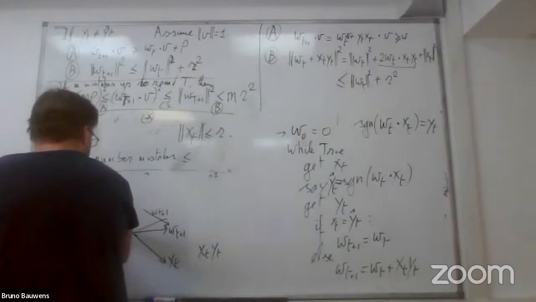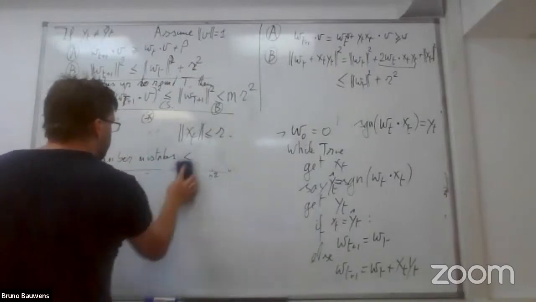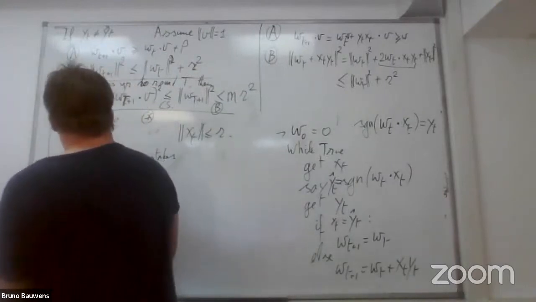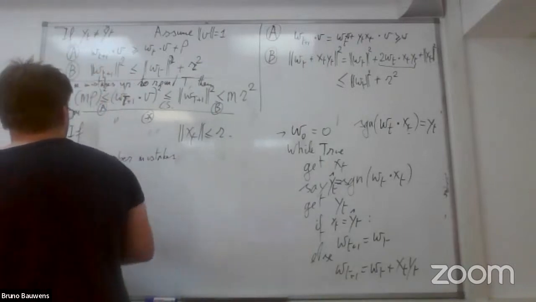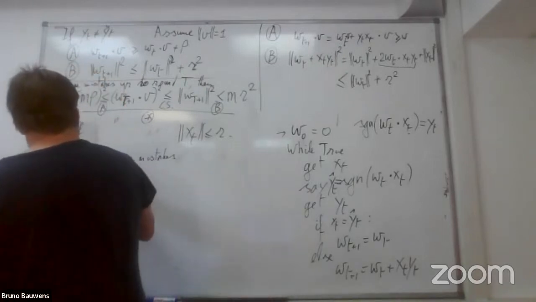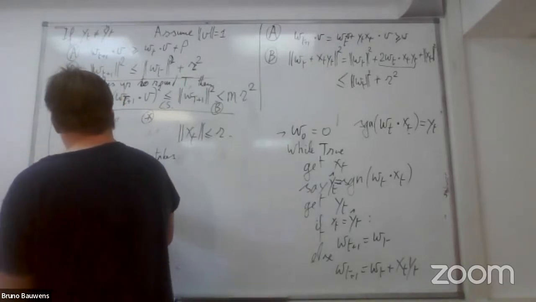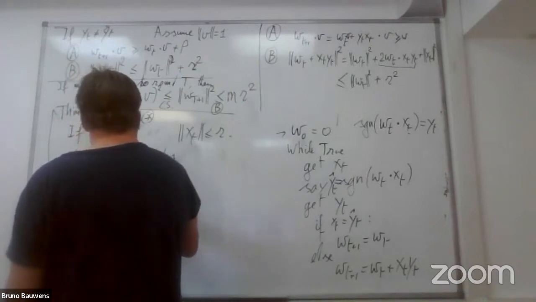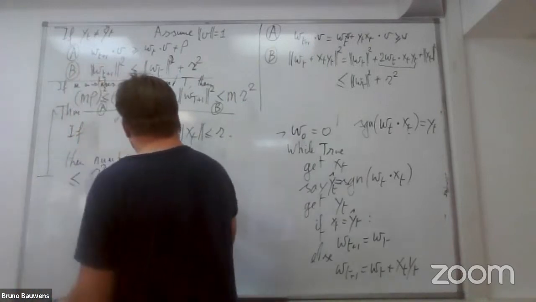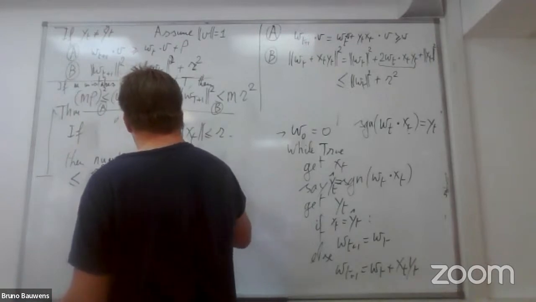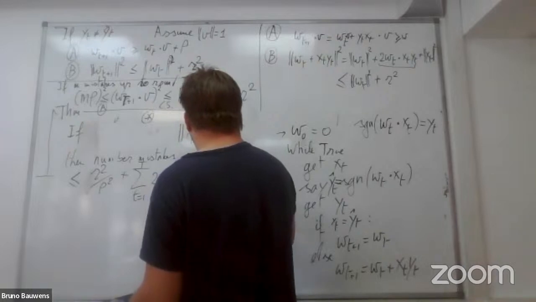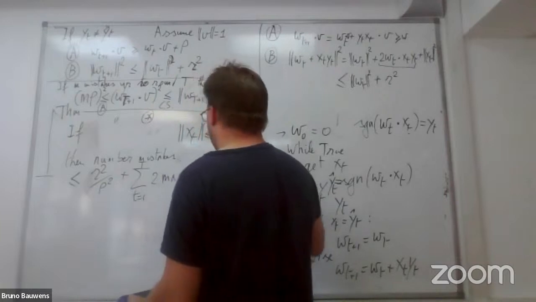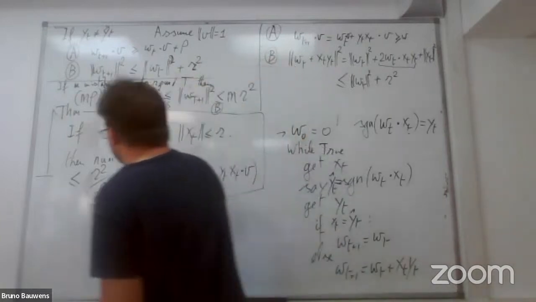Okay, I will remove this part. The number of mistakes is at most R squared over rho squared plus the sum over t equals 1 to T of 2 times the maximum of 0 and 1 minus y_t x_t times v. It's a new theorem.